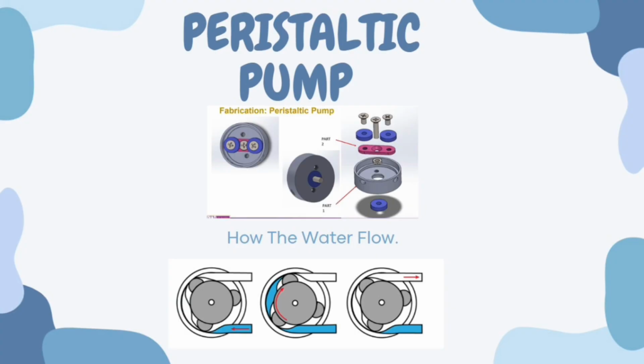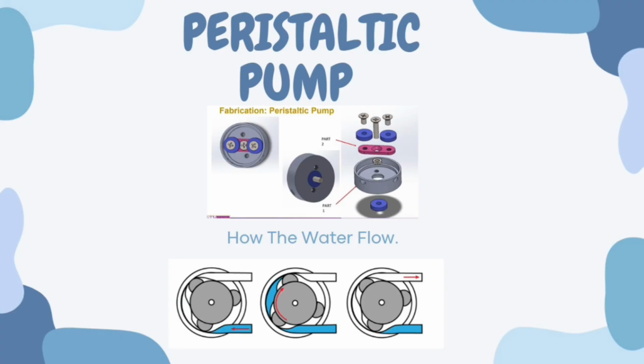The way that this pump works is the central rotor spins and the roller is pressed against the flexible tube. This pinches the tube completely shut and traps the water inside. When the rotor keeps turning, the roller moves along the length of the tube. It forces the trapped water forward, just like squeezing a tube of toothpaste.